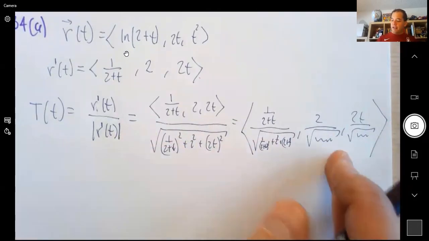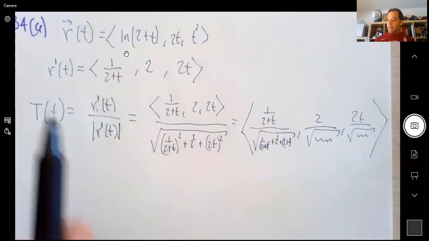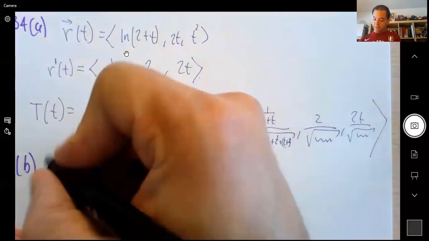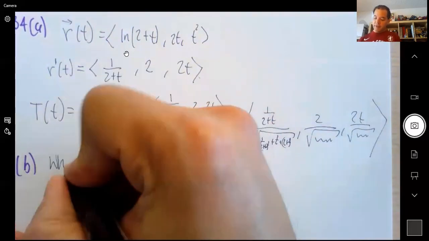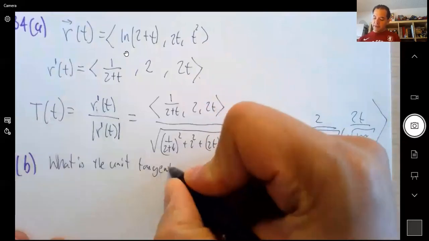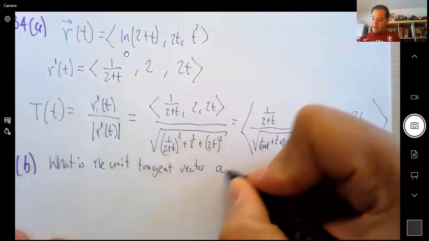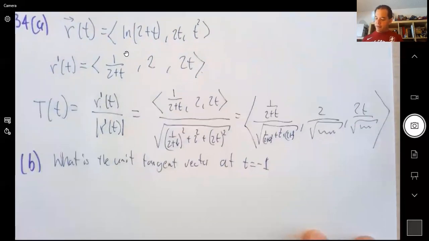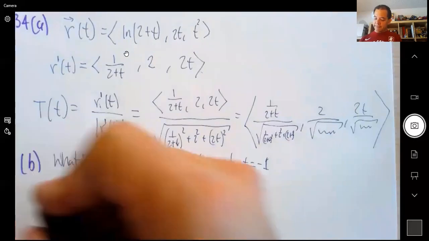So that's the answer. And then for part B, what is the unit tangent vector at t equals -1? Well, to do that one, just plug -1 in here.